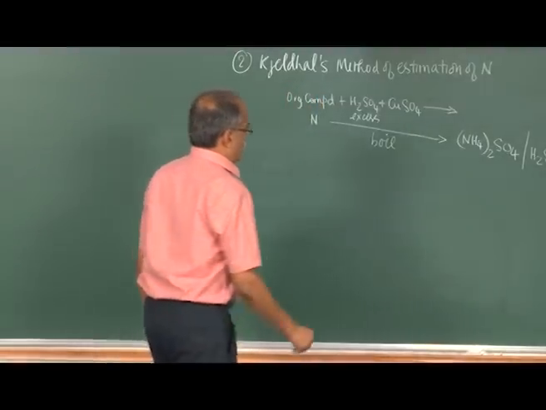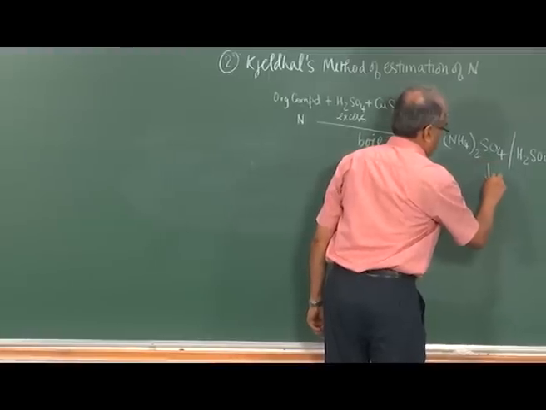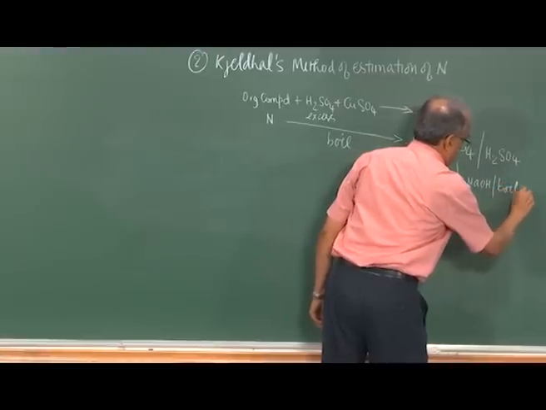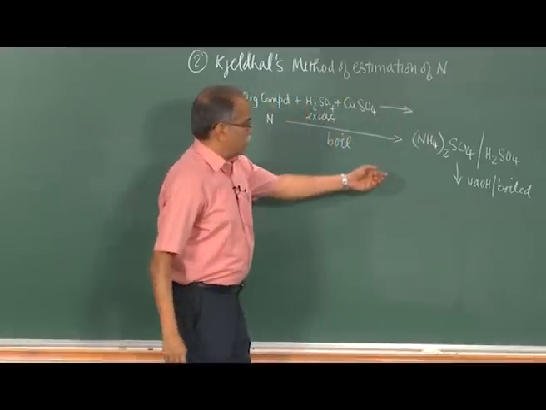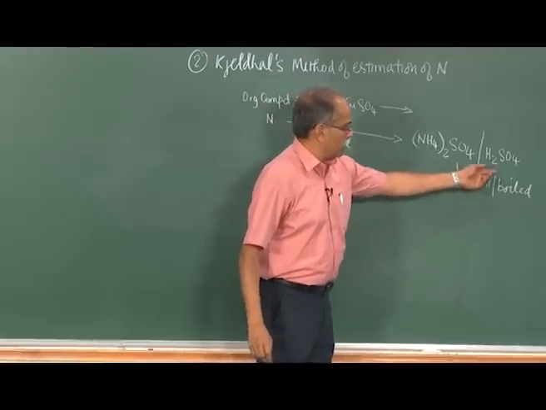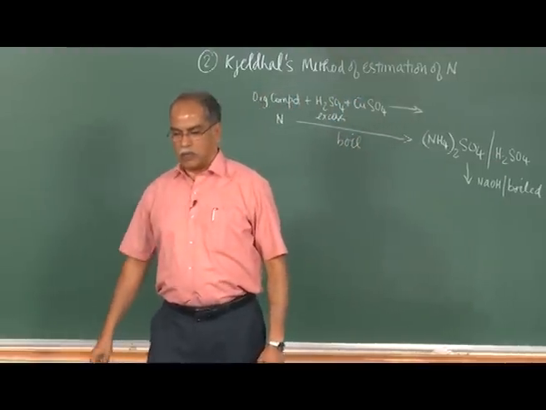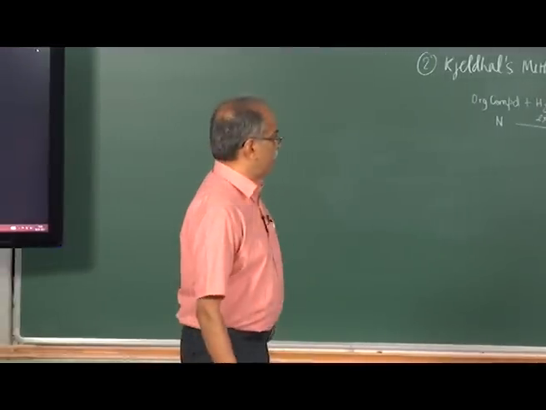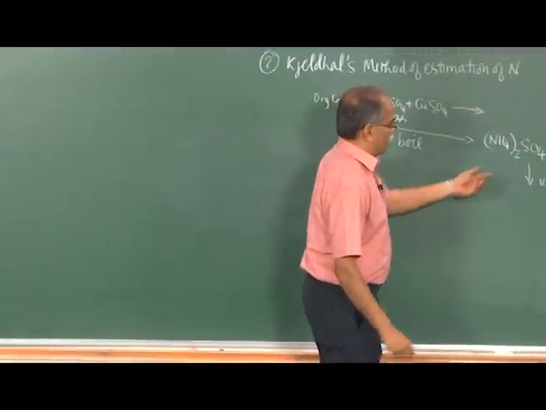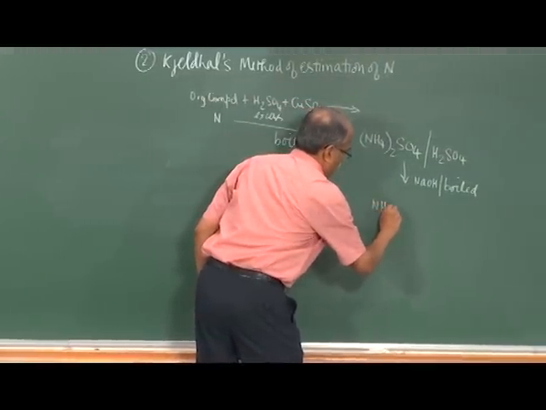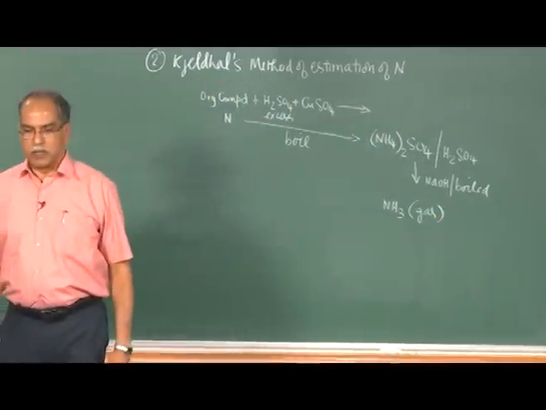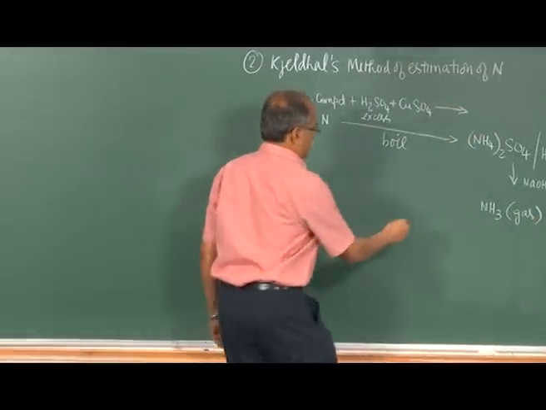Now, this is neutralized with sodium hydroxide, it is boiled with sodium hydroxide. So, what happens when you take an ammonium salt and boil it with sodium hydroxide? Initially, the sodium hydroxide will neutralize the excess sulfuric acid into sodium sulfate and water, and then the excess sodium hydroxide will react with the ammonium sulfate to produce ammonia gas. This ammonia gas that is formed in the reaction is absorbed in excess acid.